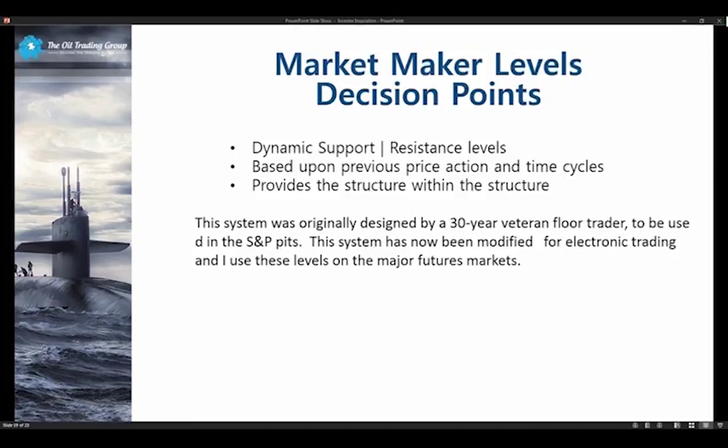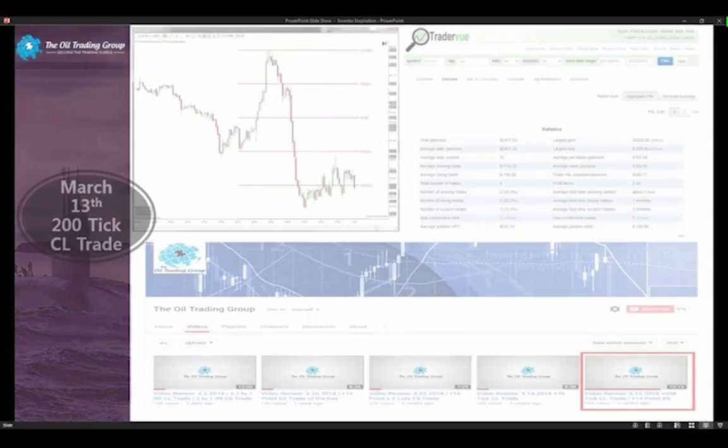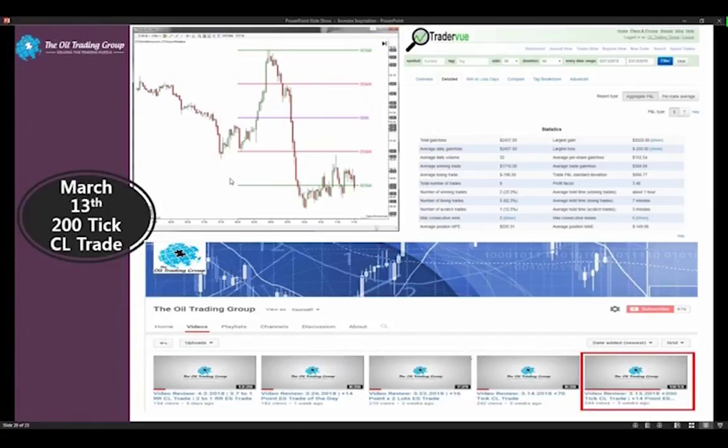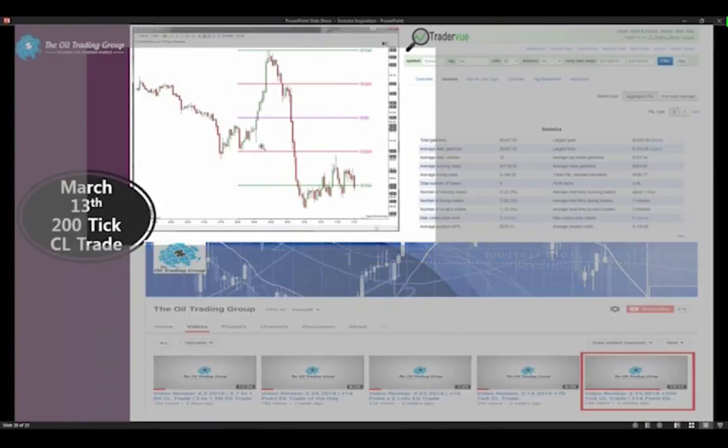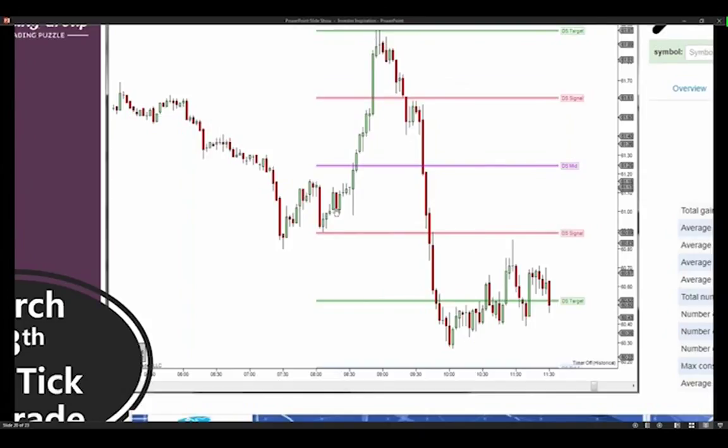This system has now been modified for electronic trading, and I use these levels each day, and they are available to be traded on all the major futures markets. All right, so I'm going to show you basically a trade that we took on March 13th. All right, so these are these levels in action.